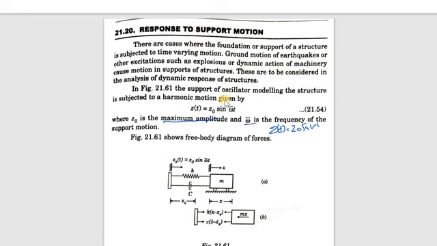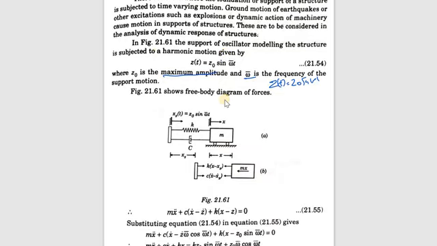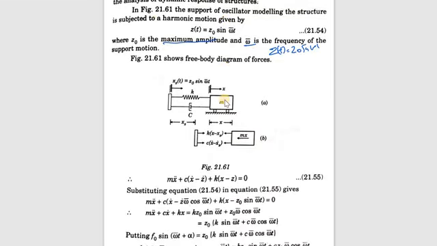The motion means there will be a frequency. So first, we are considering the general equation. What is the equation? We know that m x double dot plus c x dot plus k x is equal to 0. This is our equation.